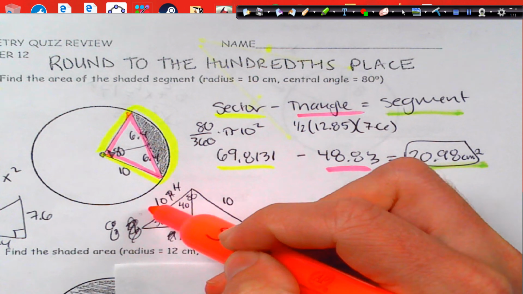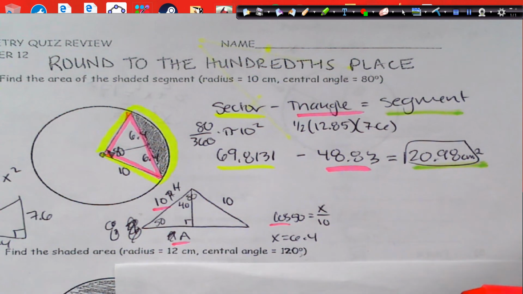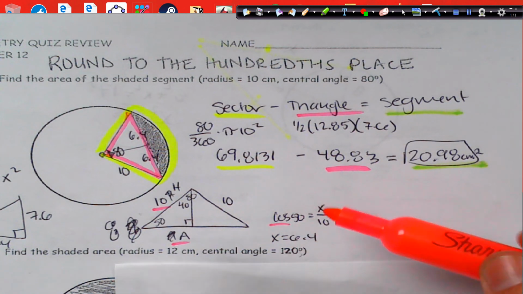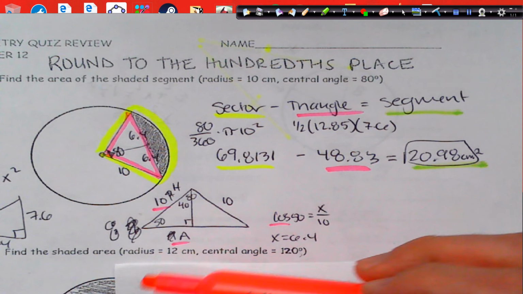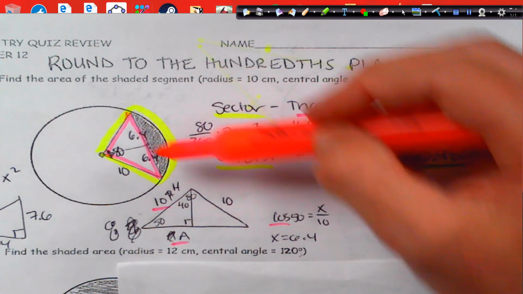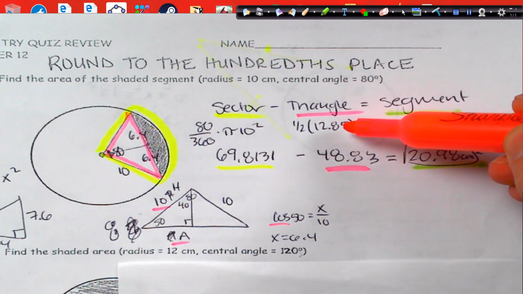And so I had H and I had A, so I used cosine of the angle 50 equals A, which I use as X, over 10. So I got 6.4 for this bottom piece. And you saw me write it in here, 6.4, 6.4. So the base of this triangle is 6.4 times 2, which in my calculator I got 12.85.